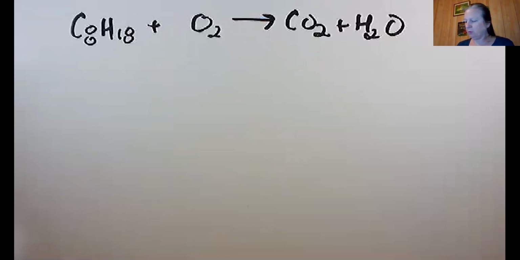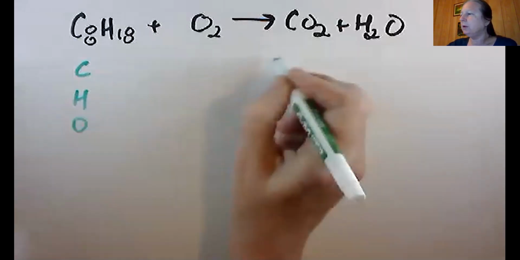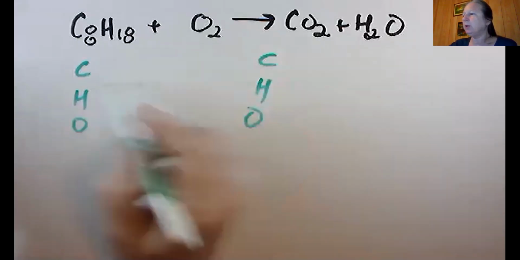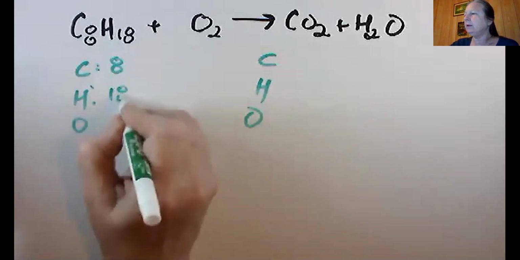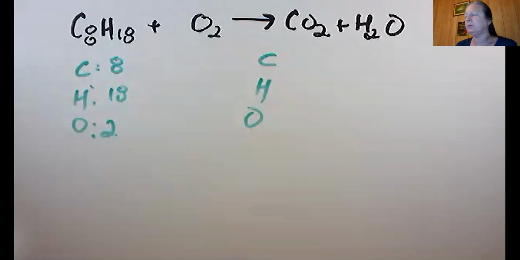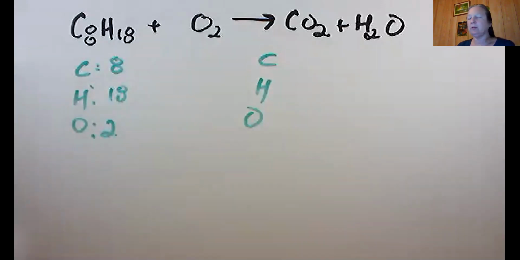All right, I'm going to do my inventory to balance it. Carbon, hydrogen, oxygen. Carbon, hydrogen, oxygen. How many carbons? I have 8, 18 hydrogens, and 2 oxygens. It's nice that they're all in one place. I will do my oxygen last because it's by itself.